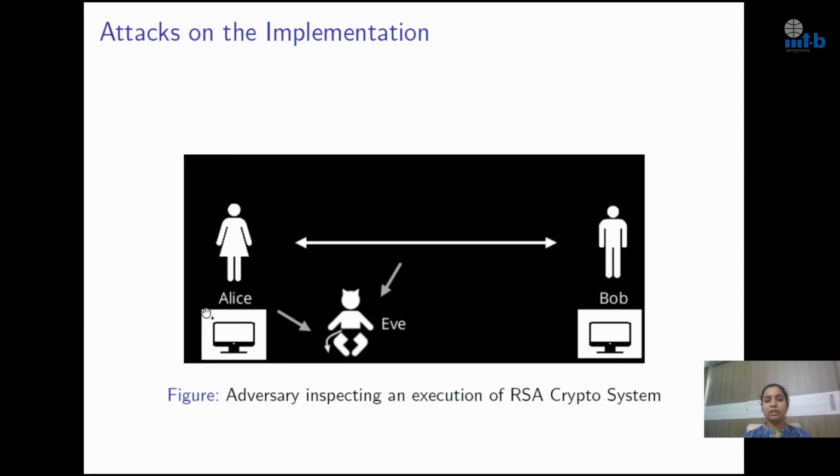Alice is implementing the RSA algorithm on her machine and trying to send the data to Bob. So in this case, as indicated with this arrow, Eve has some access to Alice's machine. Whatever computation is happening on Alice's machine, he can have a look. He can observe some data about that computation.